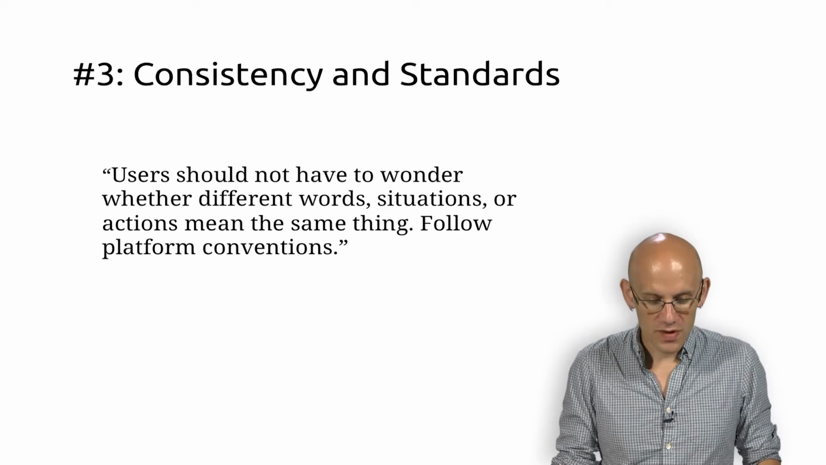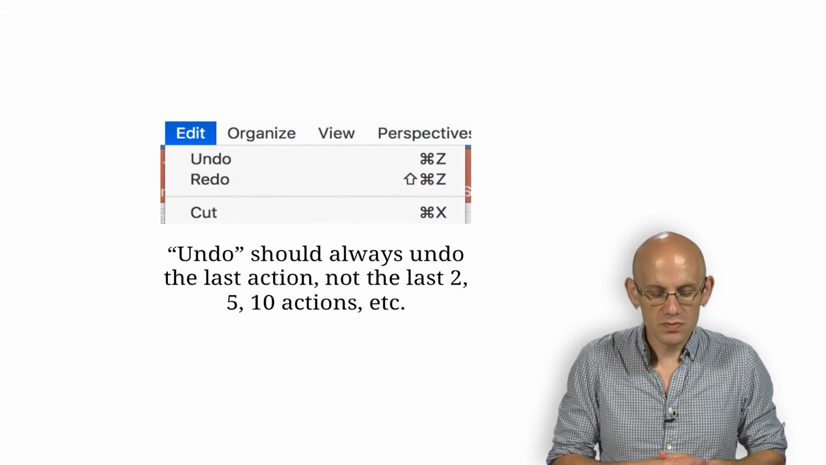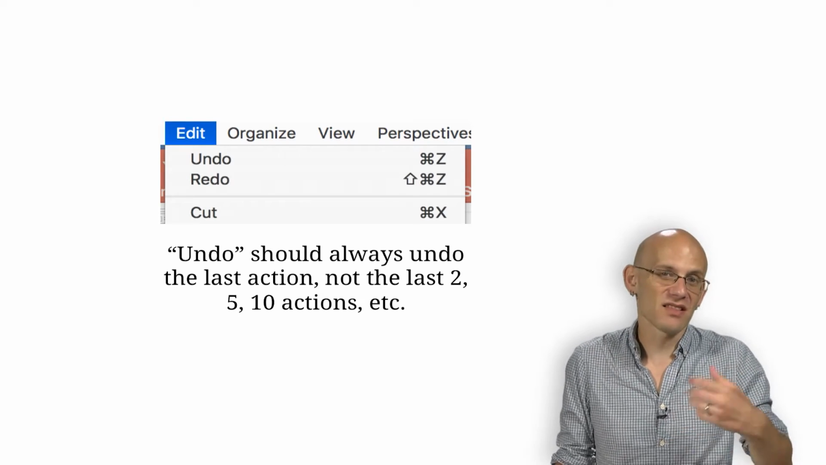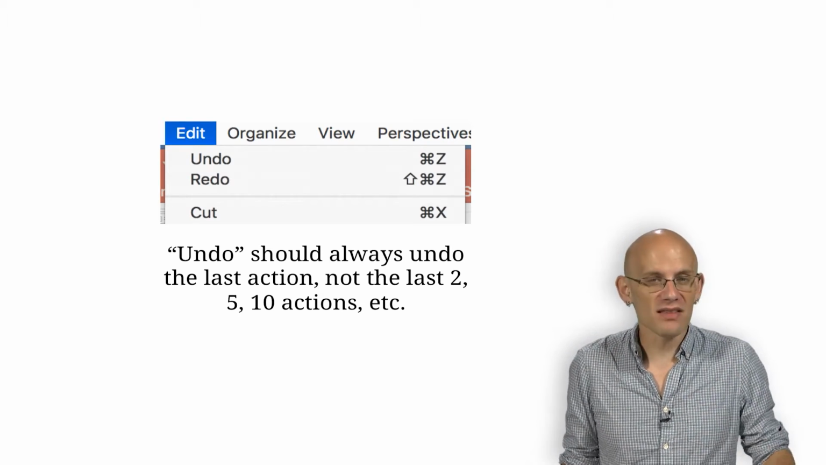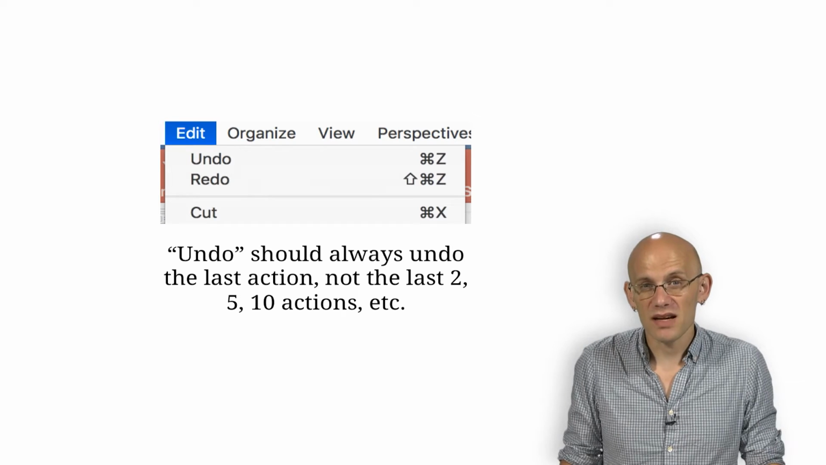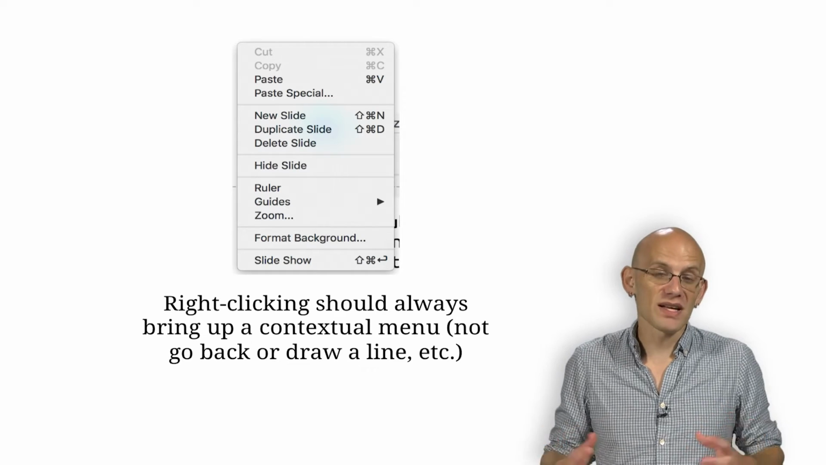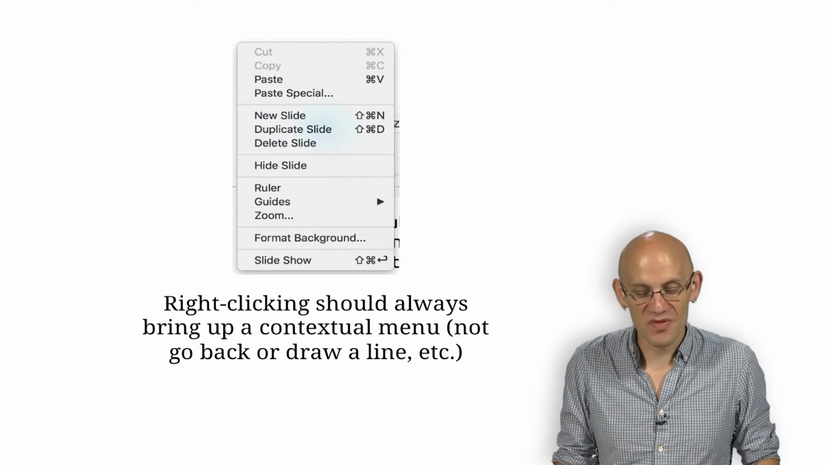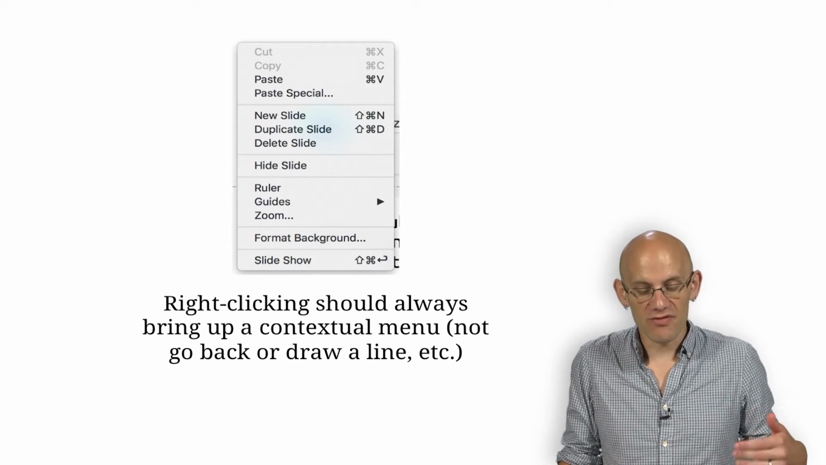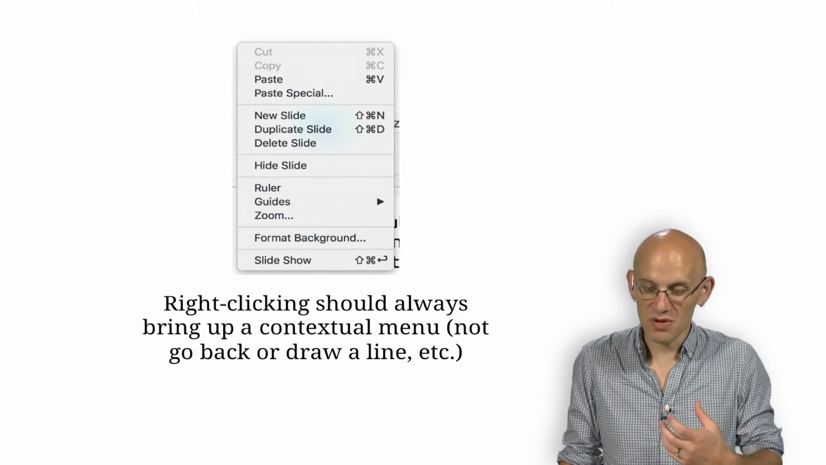So for example, if someone hits undo here, the standard, the convention, is that it undoes the last action, right? Not the last 5 actions, not the last 10 actions, not the last half action, but the last action. If you violate that convention, that can be a serious problem and can create a lot of confusion, as we talked about in the last course. Same deal here, right? Right-clicking in almost every system, across Windows and Mac and Ubuntu, brings up a contextual menu. It brings up a list of operations that are valid for the thing that you right-clicked on. This is a convention that if you did something else, it would create a great deal of confusion.